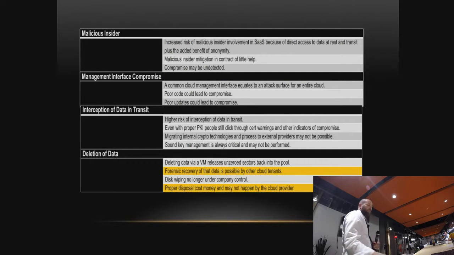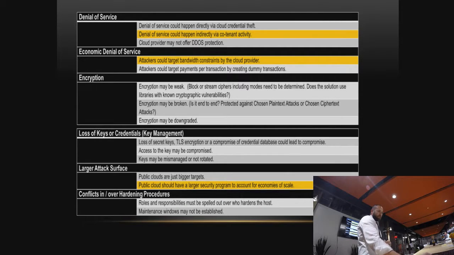Another one, forensic recovery of the data as possible by other cloud tenants. So keep that in mind, especially in multi-tenancy type architectures. Proper disposal costs money and may not happen by the cloud provider. So when they're tearing down your instance, if you move to a different instance, they might not DOD seven times wipe your data. They might just throw it in a dumpster out back and somebody picks it up.